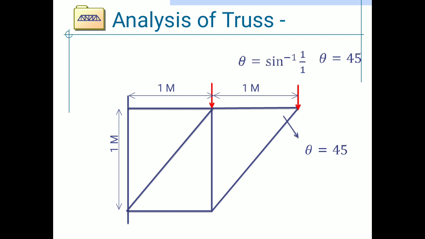To calculate the forces in members, we will first calculate theta, the angle. Therefore, sine theta is equal to opposite side divided by hypotenuse. So we will get the value of theta as 45 degrees.